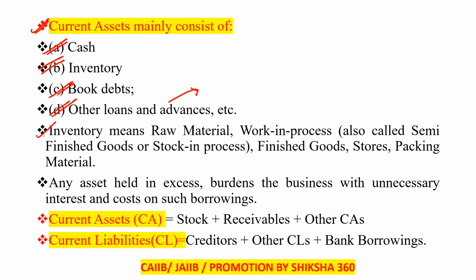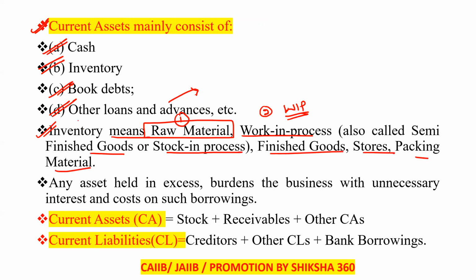So what comes under inventory? Inventory basically means raw material, work in progress, sometimes also written as WIP, also called semi-finished goods or stock in process, finished goods, stores, packaging material, etc. Clear? All this comes under inventory.